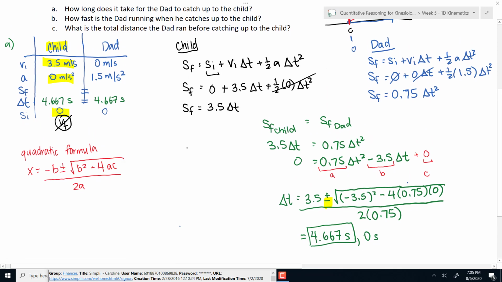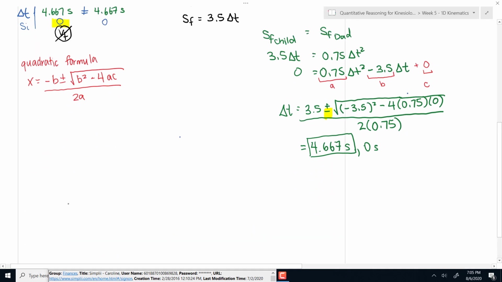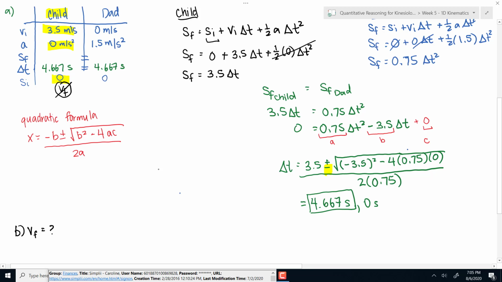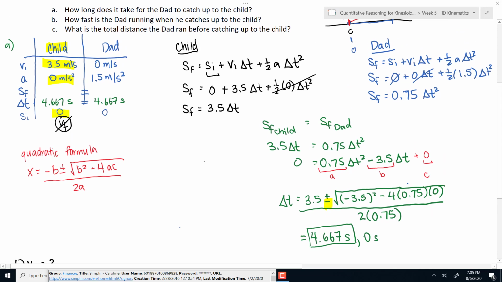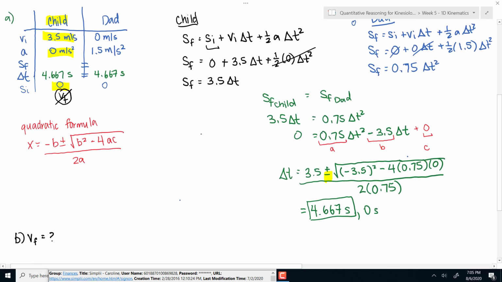So for part B, what we're looking for is the final velocity of the dad. How fast was he running when he catches up to the child? That's the final velocity of the dad. So that's what we're looking for. So if we take a look at the table, we know v initial is 0 for the dad, and we're only concerned about the dad because the question's asking how fast is the dad running. Okay, so we're only looking at the information for the dad.